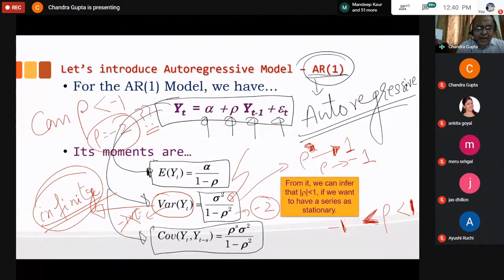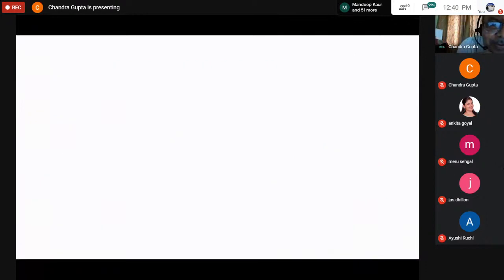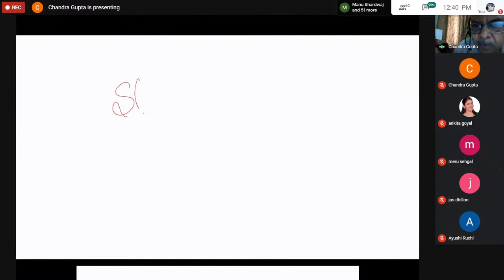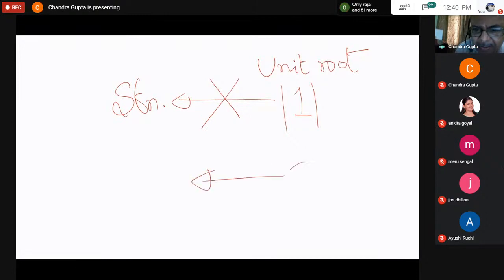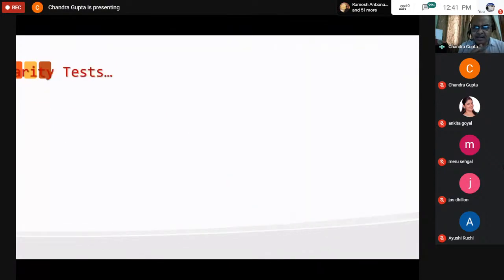Okay, so now what I'm doing is trying to establish a connection between stationarity and unit root. If rho has absolute value 1, then the series will not be stationary. If it is less than absolute value 1, then it will be stationary. That means if a series has a unit root, it will be non-stationary. If the series does not have a unit root, it is stationary. I hope this concept is clear to you, and that will connect us to the concept of unit root and stationarity.